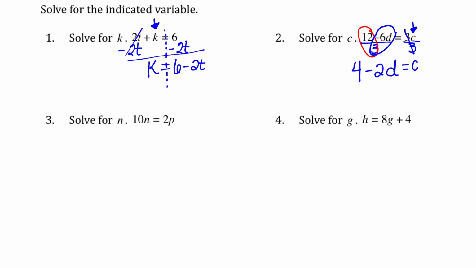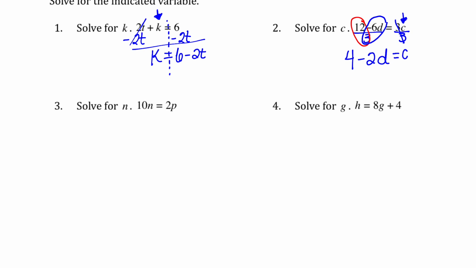All right, number 3. We are going to solve for n. What do I do to solve for n? What do I do to isolate it? Divide by what? 10. Divide by 10 on both sides. So we get n equals, what is 2p divided by 10? 5, I believe. No, wouldn't it just be 5?